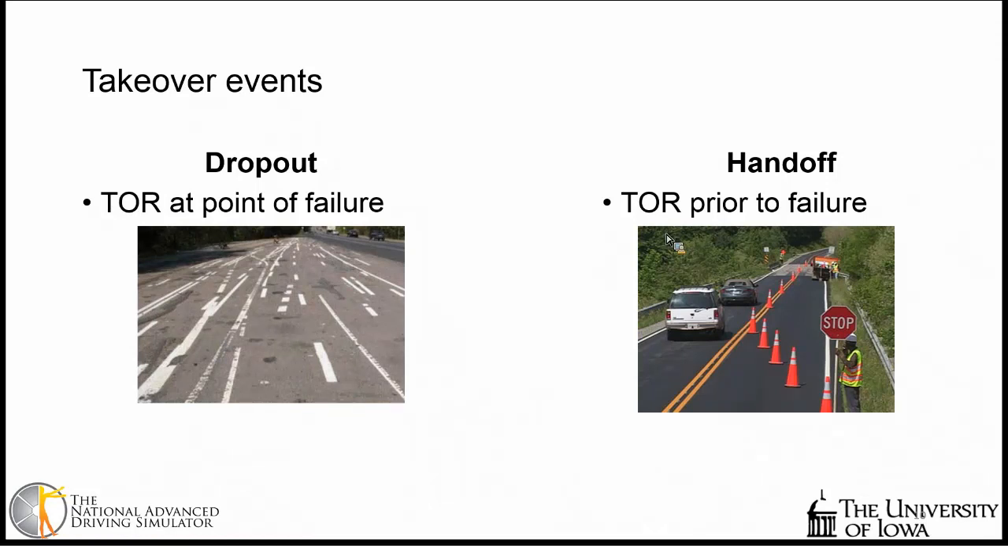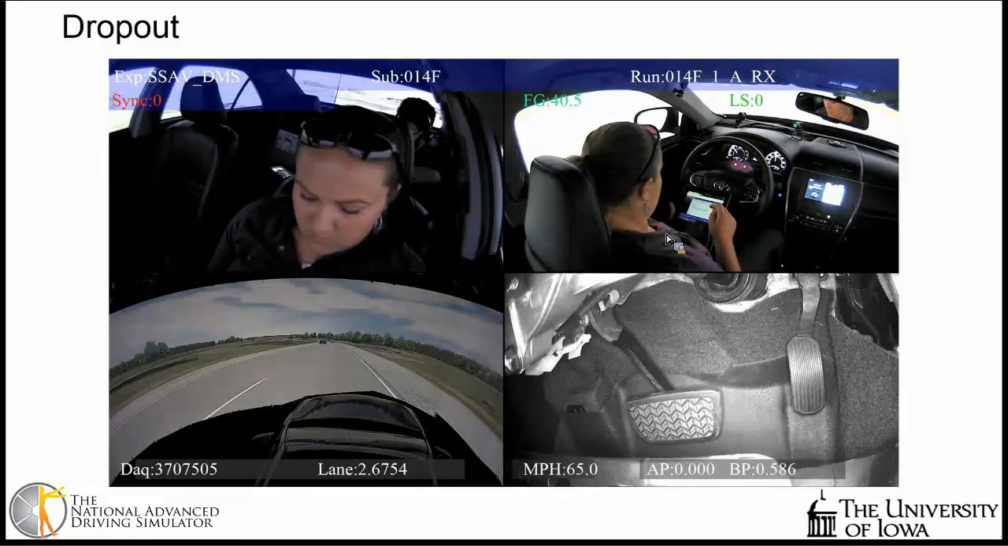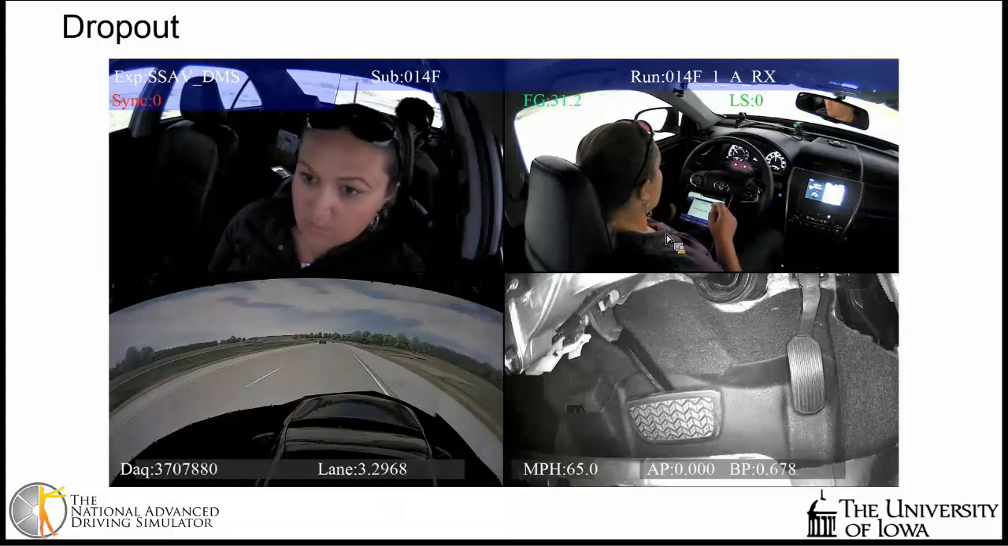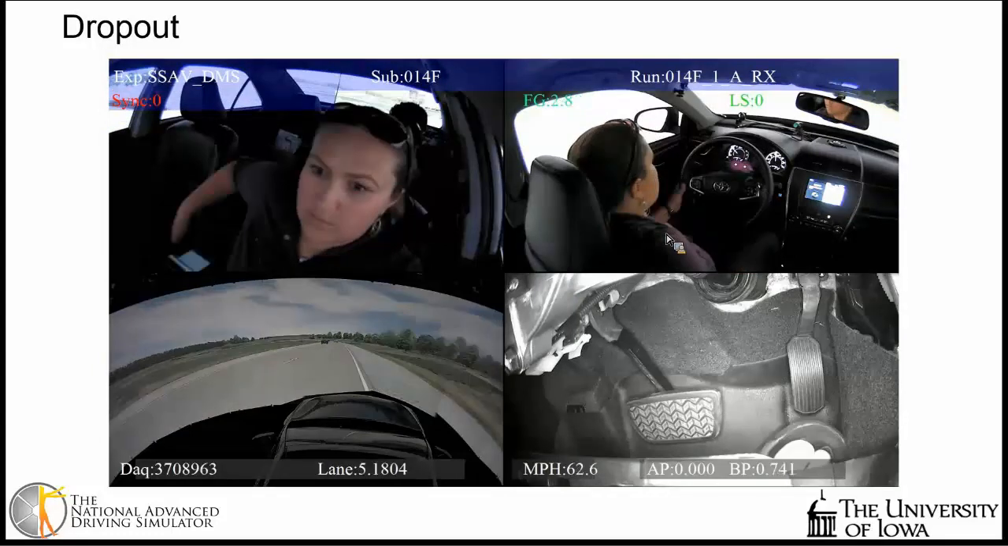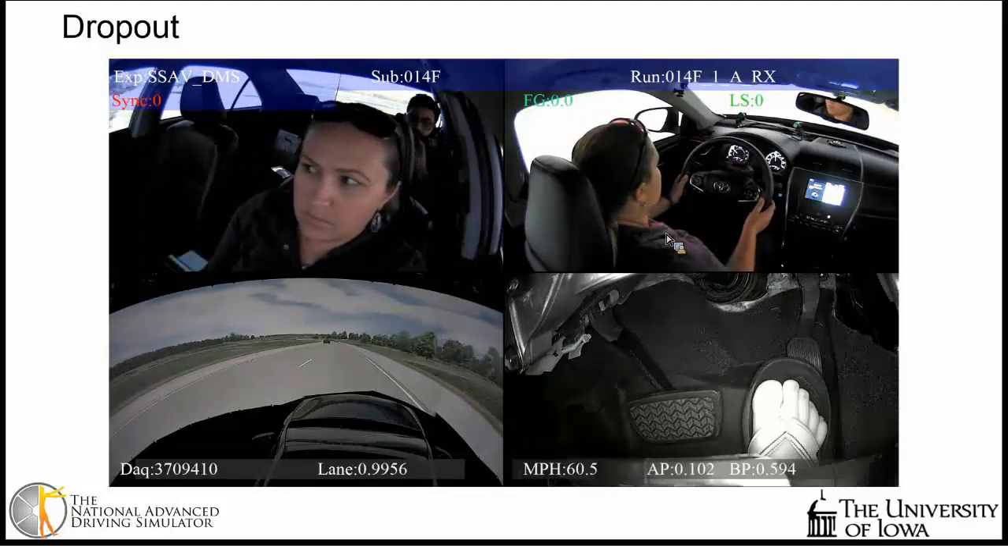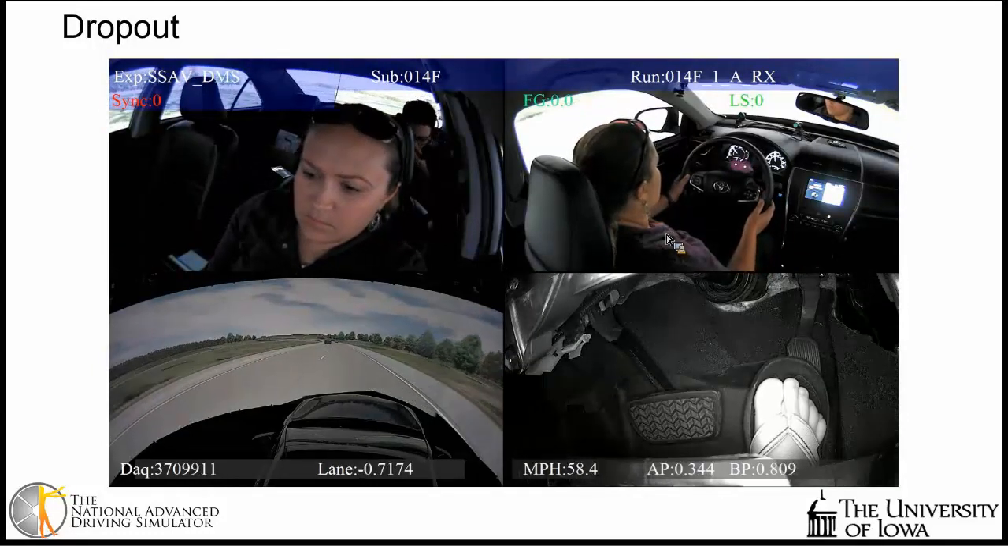So in this case, we're talking about approaching a work zone. I'll show examples here, so hopefully these play. So here what you're going to see is a dropout event. This is an event where the driver is coming around the curve and the automation loses tracking on that curve and begins to drift out of the lane. And at the point of failure, you'll see here she receives a takeover request and has to retake control of the vehicle.